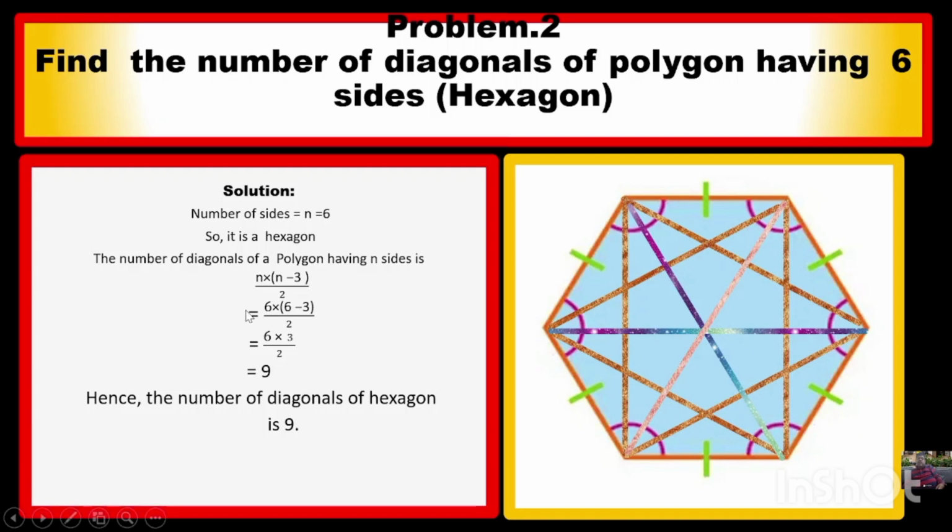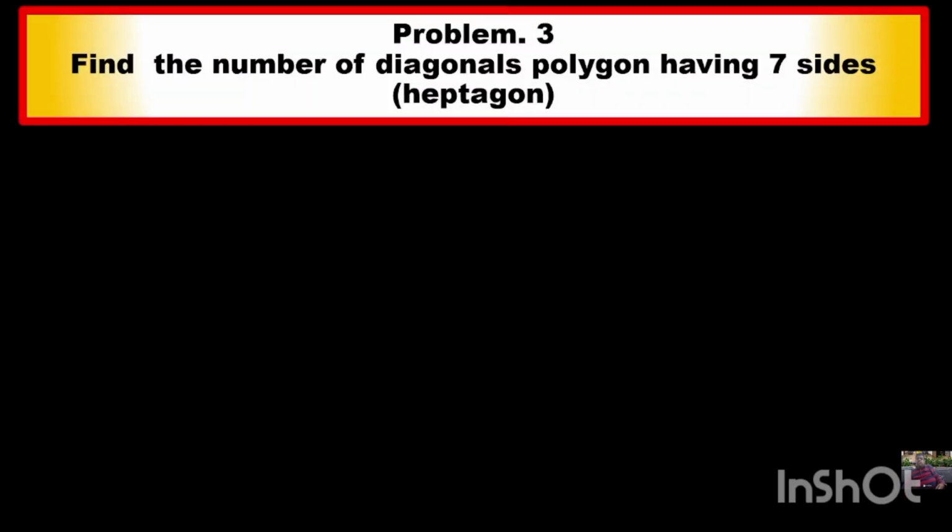Okay, and you see n minus 3, which is 6 minus 3, 3, and at every vertex you can draw 3 diagonals. So you see 1, 2, 3. Similarly, you can check at other vertex, right? Okay, understand? Okay, let's see here another problem for you.